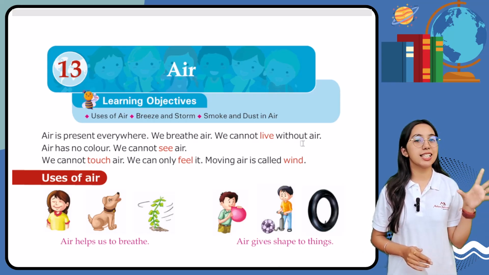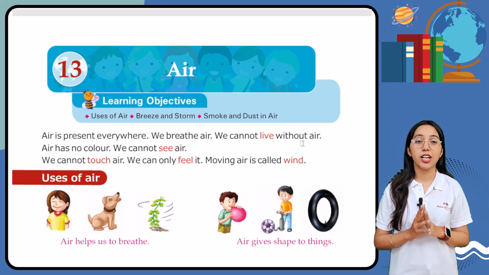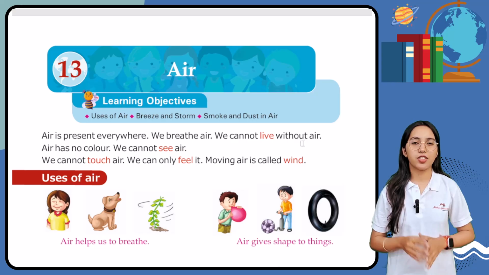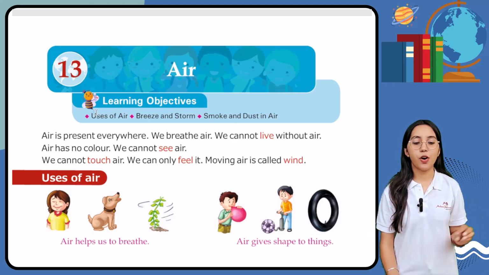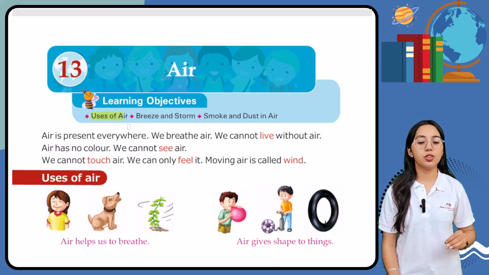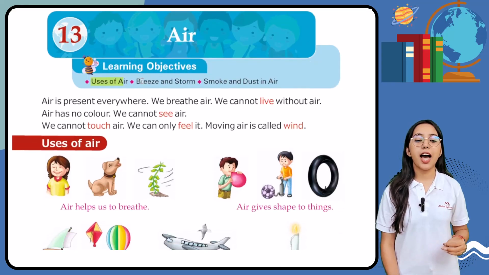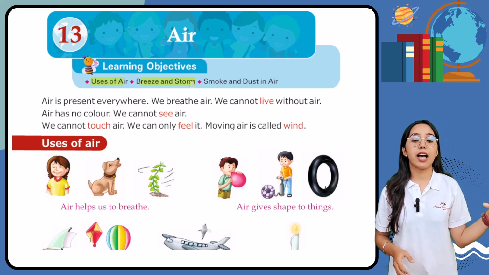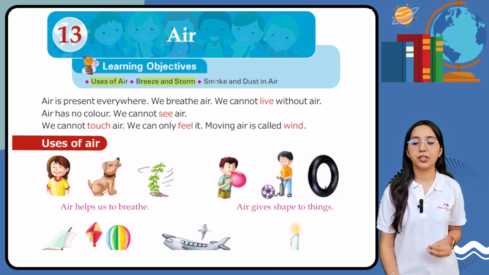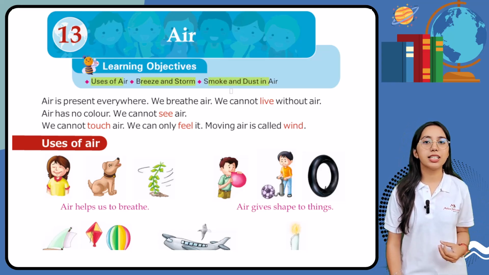So, students, in today's class, we are going to start with a new chapter that is air. So, let's see the learning objectives of this chapter, that what all things we are going to learn in this chapter. First of all, we are going to learn uses of air, that how useful is air for us. Then we have breeze and storm. So we are going to learn the difference between breeze and storm. Then we have smoke and dust in air. So we are going to learn about smoke and dust that is present in our air.